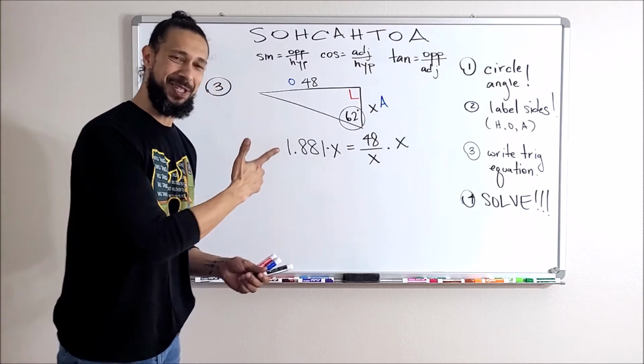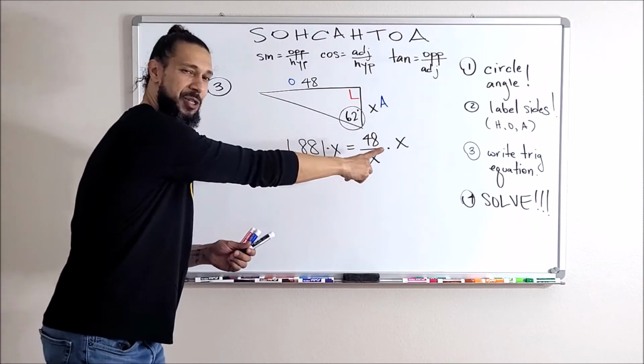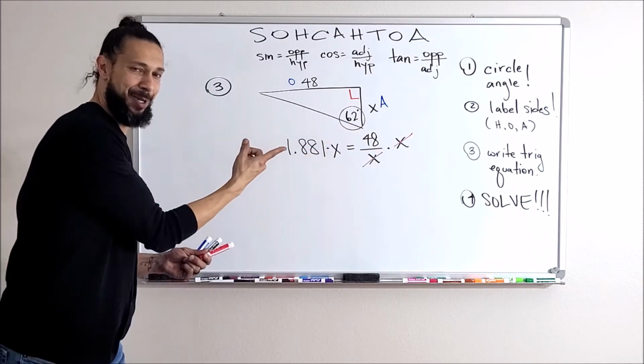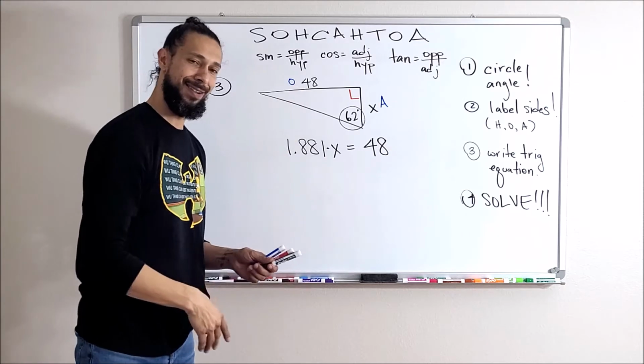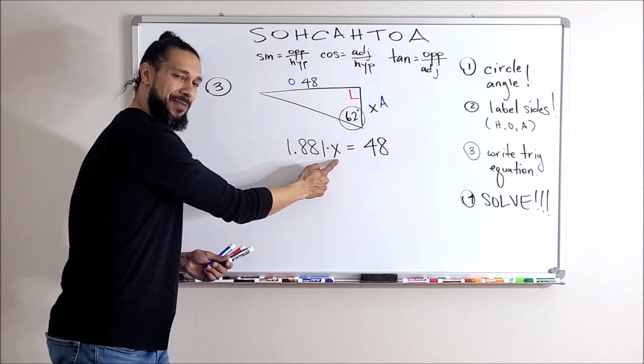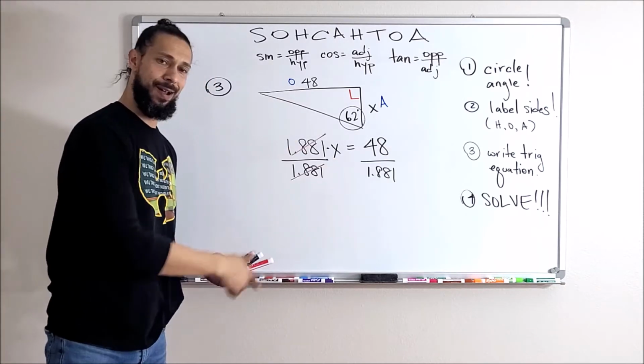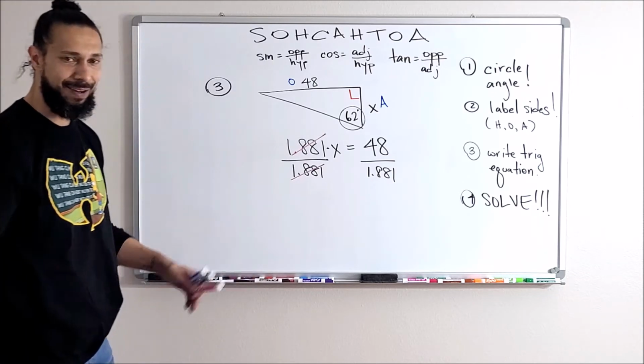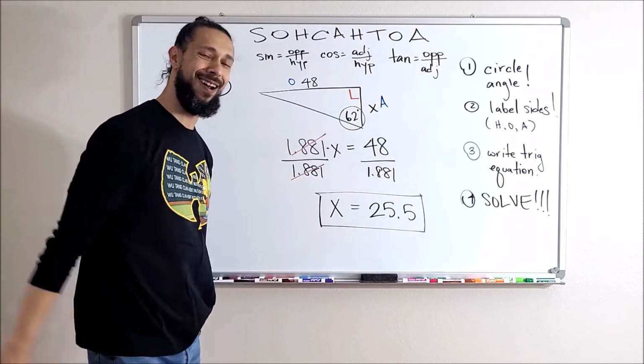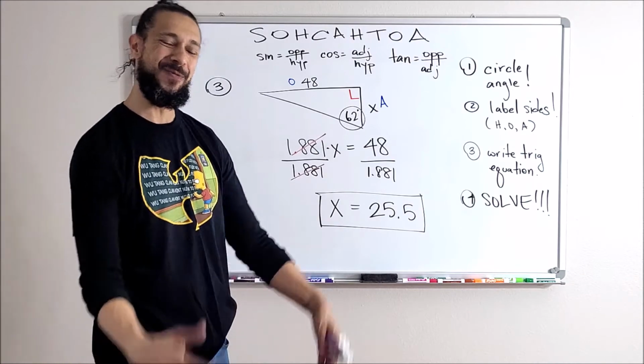You see where I'm going now? What happens to those two x's? So now we can just poof, gone. And now to get x alone, I divide both sides by, yeah, exactly right. A little bit more calculator work. Exactly right. Very, very nice.